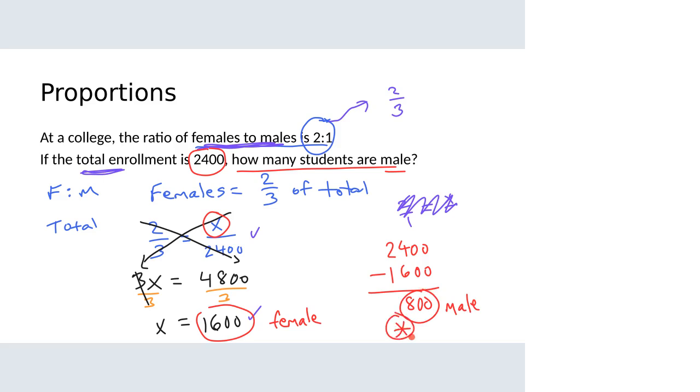Always take a second and go back and say, wait a minute, did I answer the question that was being asked? You know, I set up this equation and I solved it. Feels like I ought to be done. Take one more second and go, hang on. What did it ask me for? It asked me for male, so that better be the answer that I give.